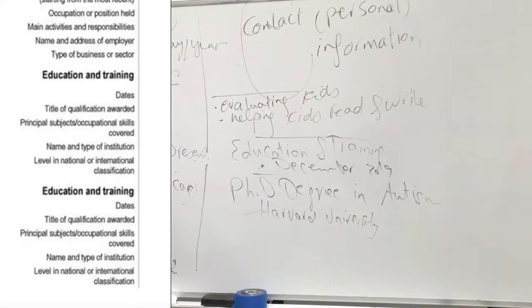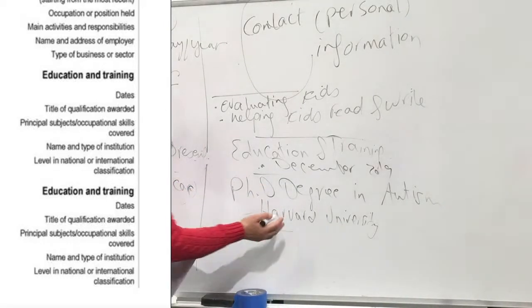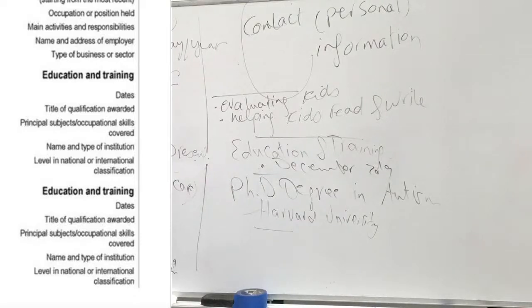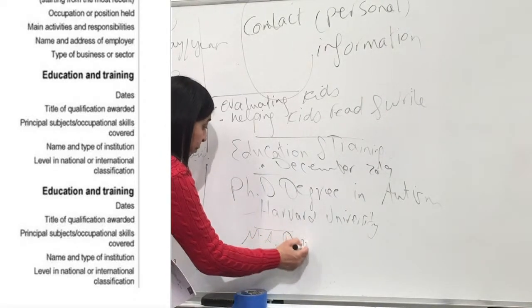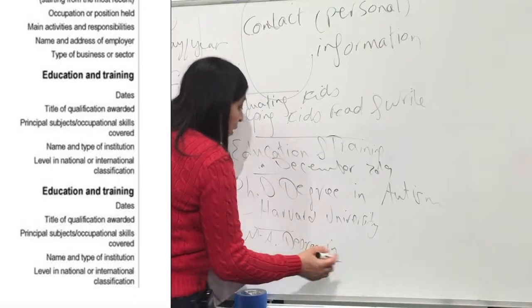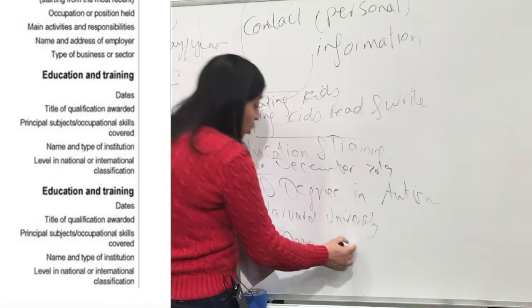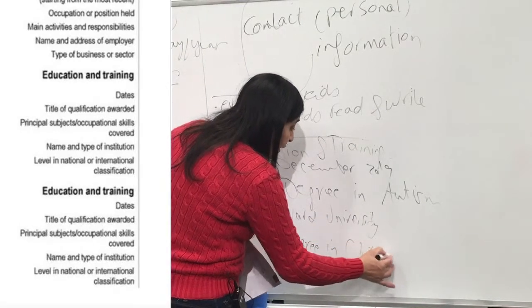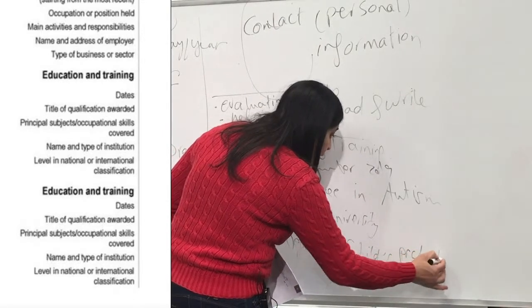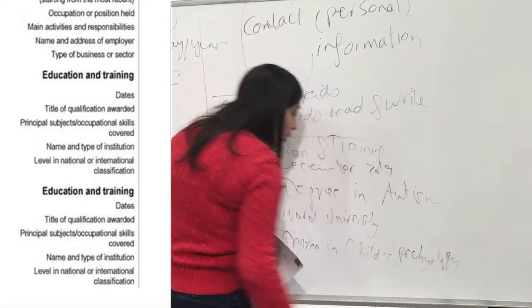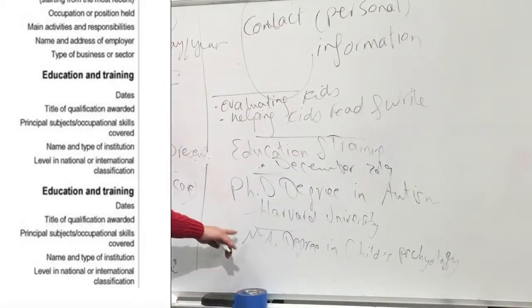What was the institution that granted you this degree? For example, Harvard University. Then if you got an MA degree, magister, for example, in child psychology, علم نفس الطفل, child psychology. Okay, the day, don't forget the day.